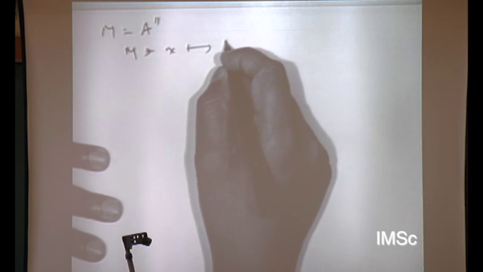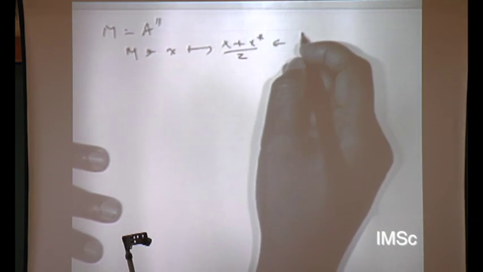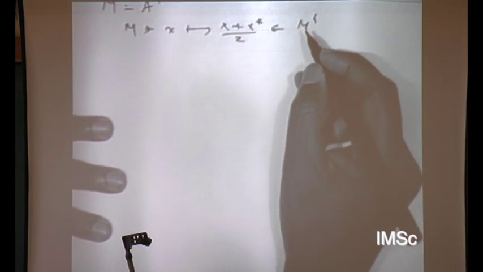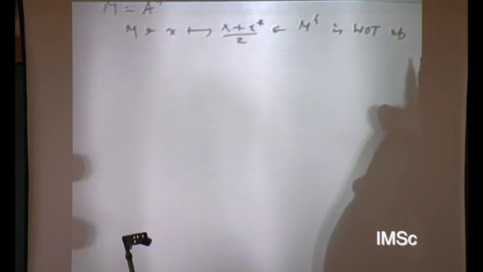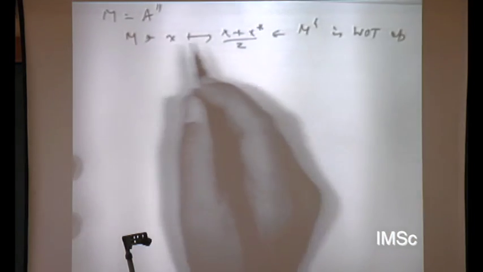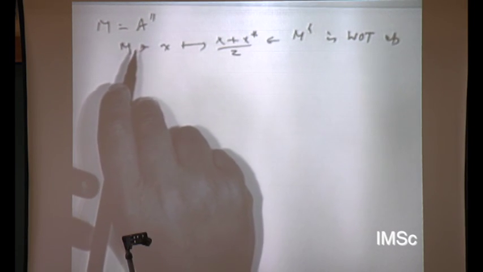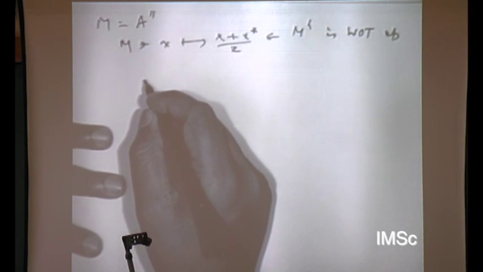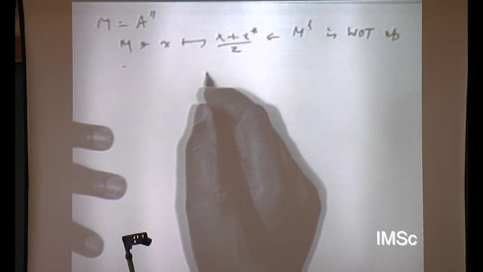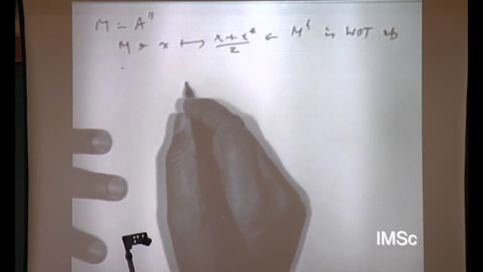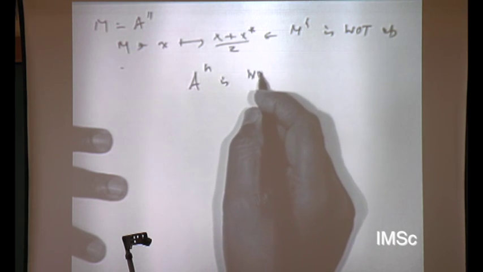I'm just repeating what we said, x plus x star by 2 in MH is WOT continuous. And you know that A is WOT dense in M. Therefore, it follows that when I apply f to this, f of A, which is going to be contained in AH, AH is WOT dense.